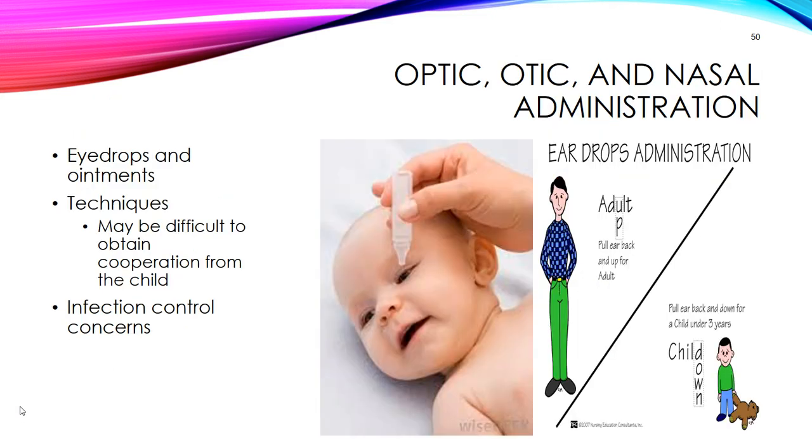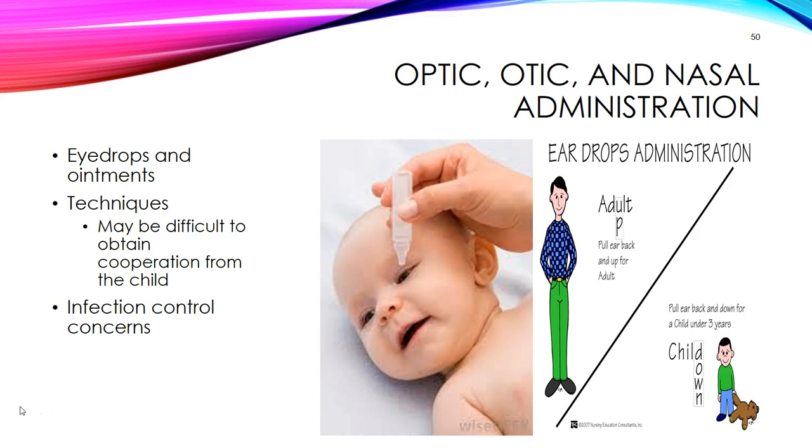And then otic and nasal administration. Remember, when you're administering in the ears, adults are taller than children, so you're going to pull the ear up and back. Children under the age of 3, down and out. This is when you are assessing their ears as well as when you're administering, and that straightens the canal so the medication gets into the best spot.